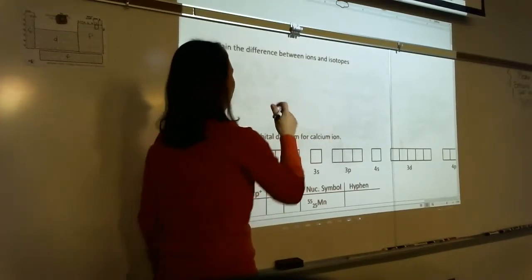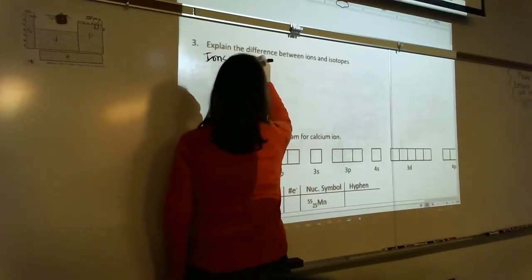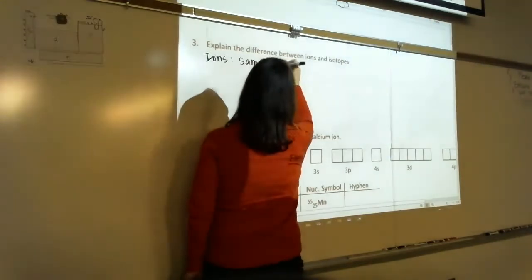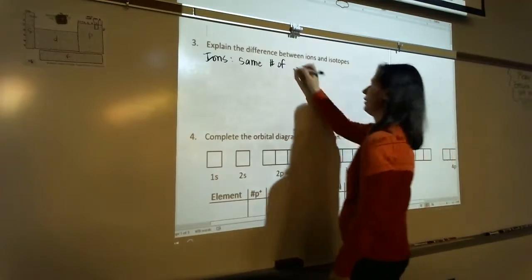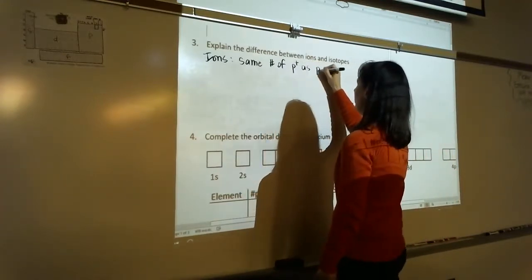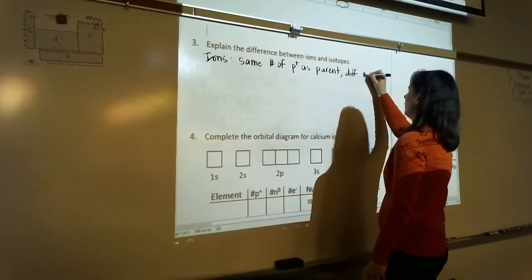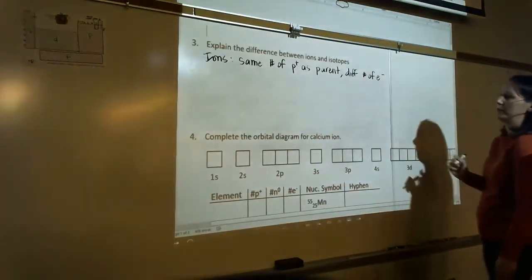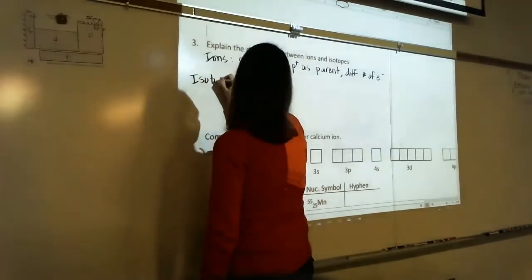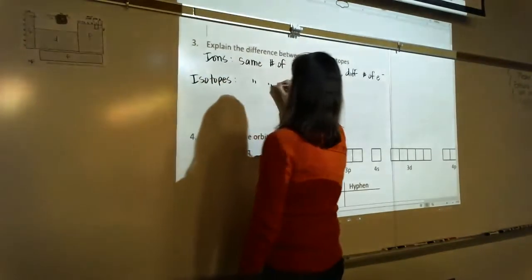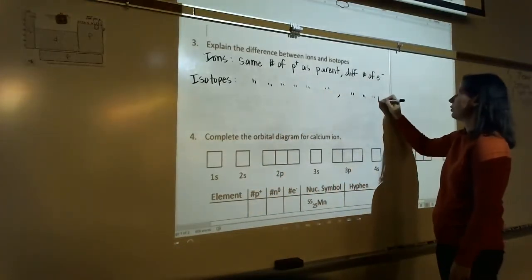An atom versus an ion. Ions have the same number of what as the atom it comes from? Protons, right? As the parent atom. Different number of electrons, right? And isotopes have the same number of protons as the parent, but a different number of neutrons.